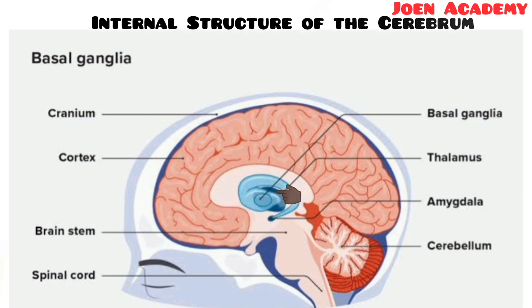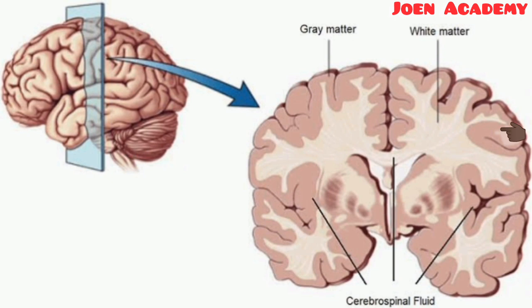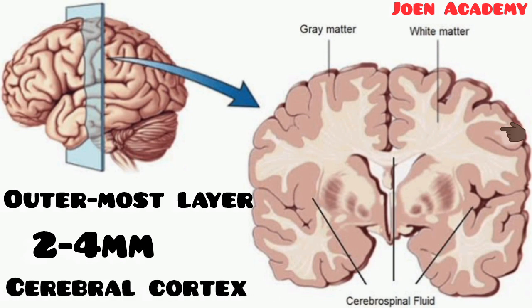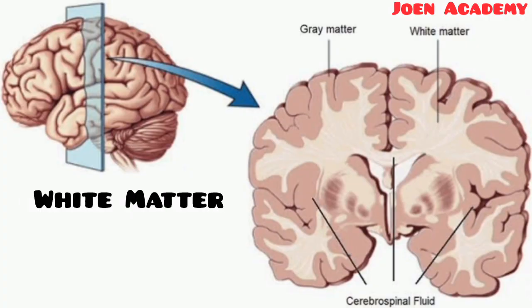Firstly, we will go with the gray matter. The gray matter is the outermost layer of the cerebrum. It is about 2 to 4 mm thick. It is composed primarily of neural cell bodies, giving it a grayish coloration. This layer is called the cerebral cortex, and it is responsible for higher order cognitive functions such as consciousness, thought, memory, and language.